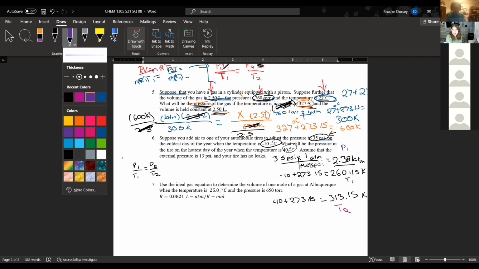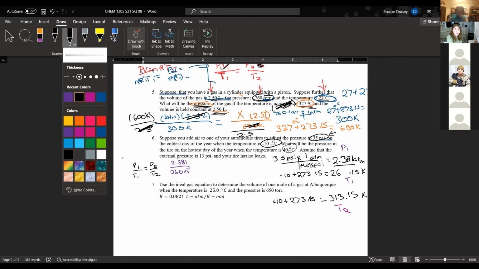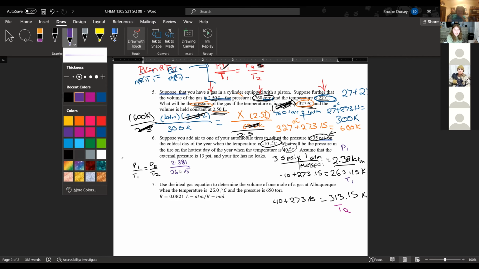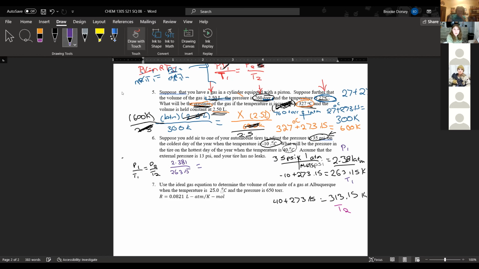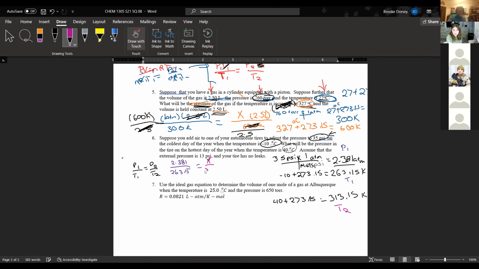So we have our P1, which we found in atmospheres, which was 2.381, over T1, which was 260.15. Shouldn't that be 263? 263, is that what it is? Yeah, okay, I wrote it wrong. Nice catch. Then let me erase it. 263, and that equals what we don't know, our P2. So it's going to be our X over our T2, 313.15.